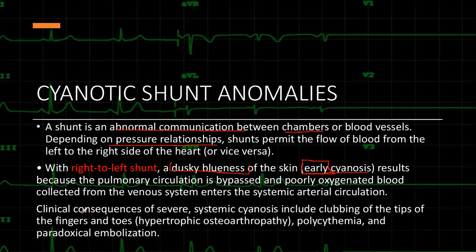Okay. Now, the clinical consequences of this are usually severe. And some of the symptoms associated with the cyanosis will include clubbing of the tips of the fingers and the toes, what is known as hypertrophic osteoarthropathy. And how do you test for this hypertrophic osteoarthropathy?